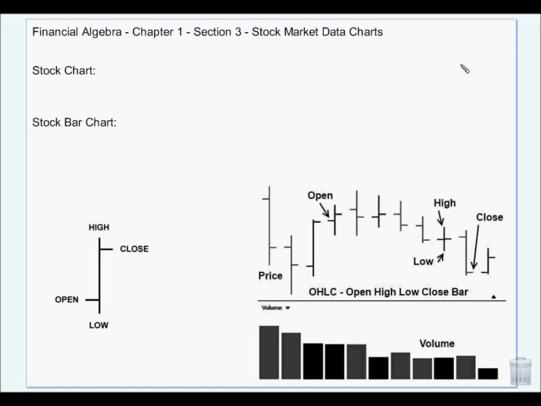With our financial algebra stock bar charts, and I have the wrong book, hold on. And what they are.